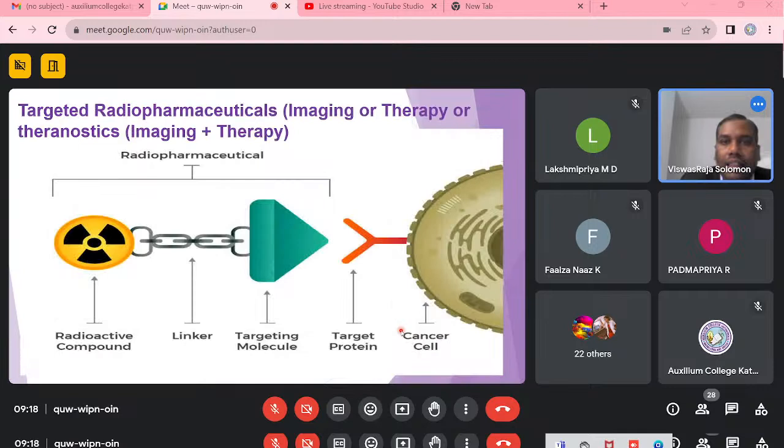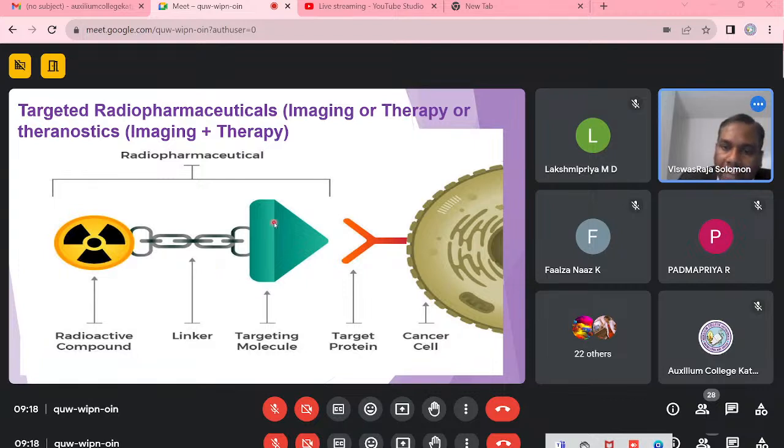As I said, we aim to develop targeted radiopharmaceutical agents. For this purpose, we need three components. One is radioactivity or radioisotopes. As I discussed in several examples like imaging, I mentioned gallium 64 or zirconium 89. Again, we need a linker or chelator to attach to the radioisotope and link the targeting molecule.